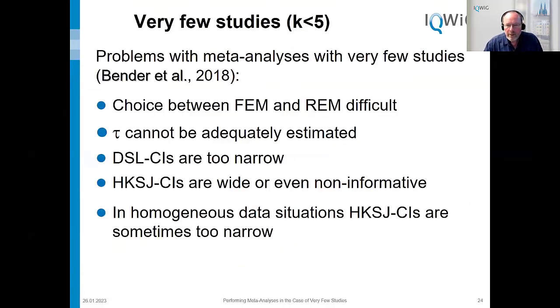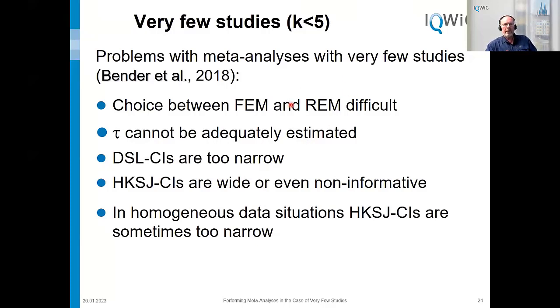So now let's look more closely at the problems which we have additionally if we have a meta-analysis with very few studies. The choice between fixed effect and random effects is very difficult here because the tau cannot be adequately estimated when you have only 2, 3, or 4 studies. And this is similar to the situation where you want to use a t-test and have only a sample size of 4 people, for example.